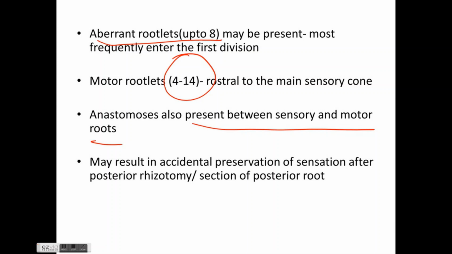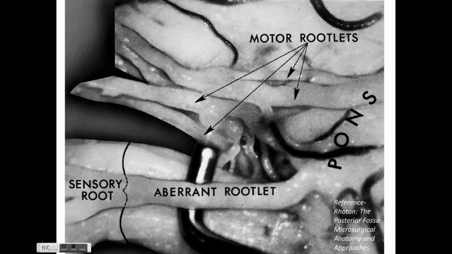So this is a figure showing the motor rootlets and the aberrant rootlets. The motor rootlets are rostral to the main sensory core, and the aberrant rootlets can also be seen up to 8.